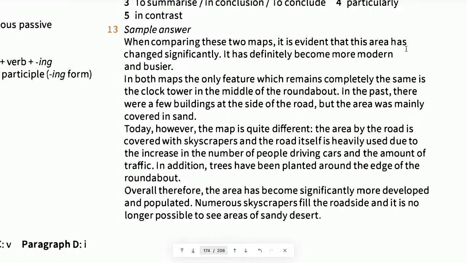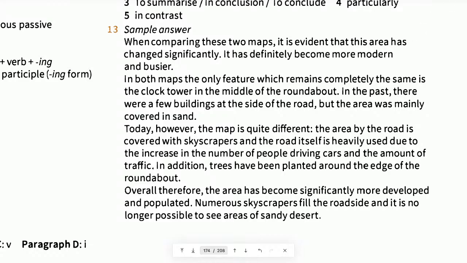So now we need to use, which tense is this? Yeah, present perfect tense, right? So when we describe two maps, one in the past and the other one in the present, you can use the present perfect tense to describe something which has changed. We want to see kind of the changing process. You understand? So you use the present perfect tense.